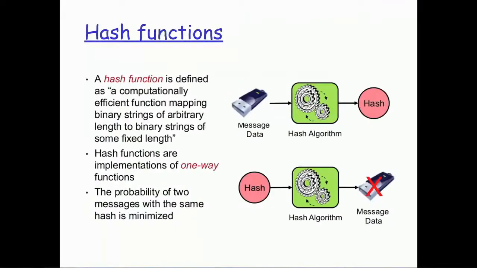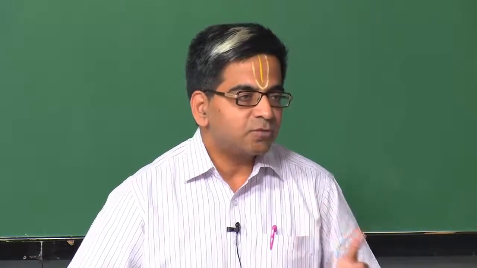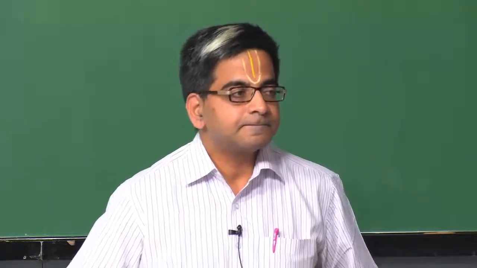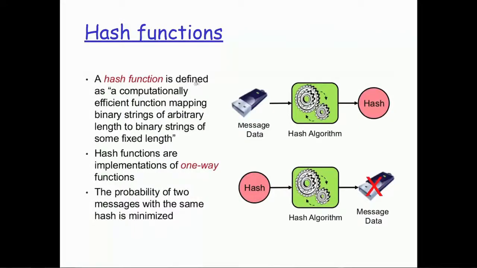So, that is from the authentication point of view what kind of functionality is there. Then the next thing that is required is what is called a hash function. Have you heard of any kind of hash algorithm till now? SHA, anything else? Within SHA itself you have different versions: SHA1, SHA256, SHA512. What is the first algorithm? MD5, right. A hash function is a computationally efficient function mapping binary strings of arbitrary length to binary strings of some fixed length.